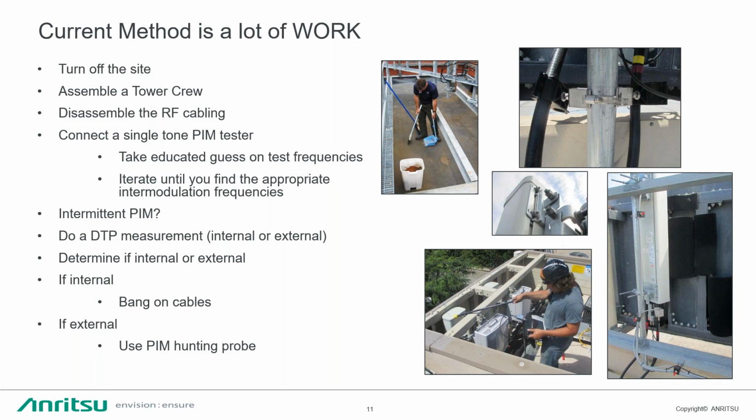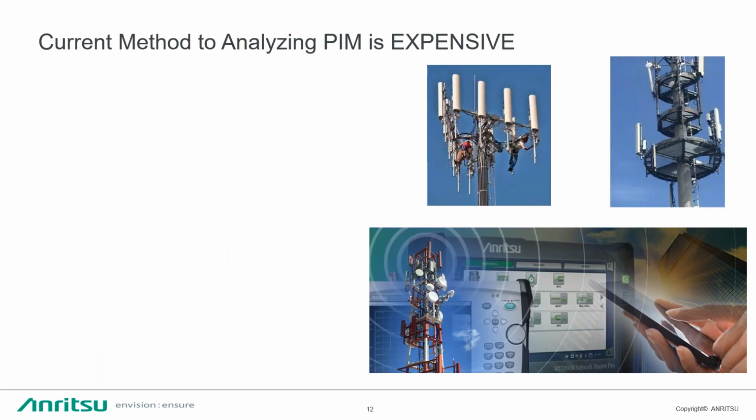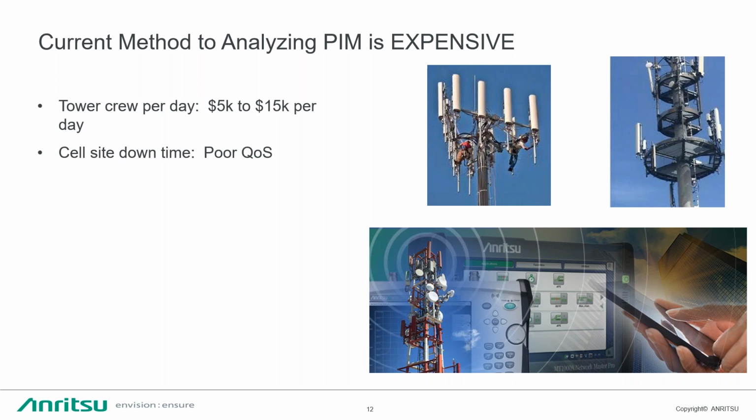There's another side of this coin, which is that the current method can be very expensive. You're talking about paying a tower crew, and these are just generic US numbers. I know we have people internationally on this webinar. The tower crew is 5 to 15K per day. You have cell site downtime, which depending upon the site can contribute to poor quality of service. It has to push traffic out to other sectors, and you have to overload some other bands that you might be able to maintain active.